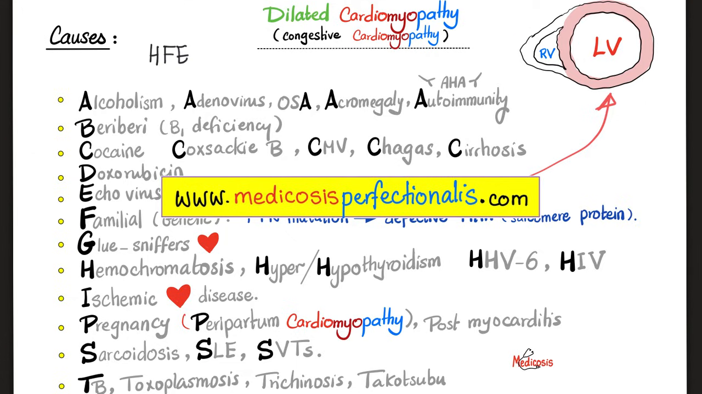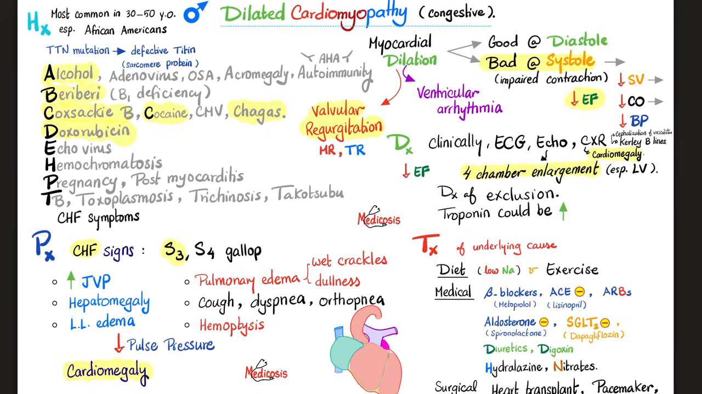Tuberculosis can do it, toxoplasmosis can do it, trichinosis, and Takotsubo cardiomyopathy. So here's an example of one cardiomyopathy causing another cardiomyopathy. Think about that. Now let's summarize what we've discussed on dilated cardiomyopathy in one slide.